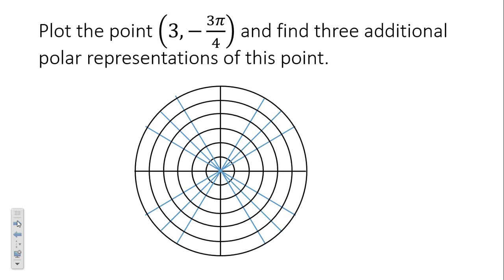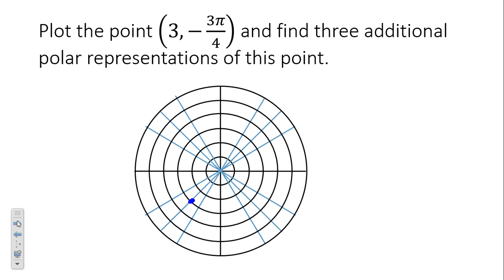So we are at 3 and negative 3 pi over 4. So we want to go to negative 3 pi over 4, 1, 2, 3 pi over 4, and we get to go 3 in that direction. So here's our point. Okay. It was a positive 3, so we didn't have to suck it back in.